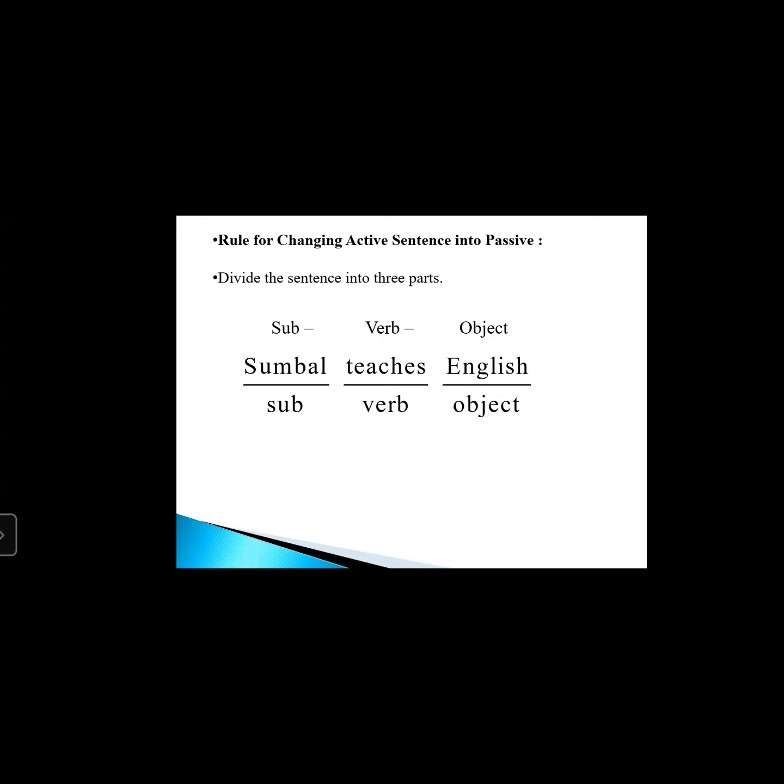Divide the sentence into three parts. Whenever we want to change an active sentence into a passive sentence, first of all, we have to find out where the subject is, where the object is, and where the verb is. After finding subject, verb, and object, we have to divide that particular sentence into three different parts to make our work further easy. And it is not necessary to follow this rule if you are very expert. But when you are not expert, you have to follow the rules.